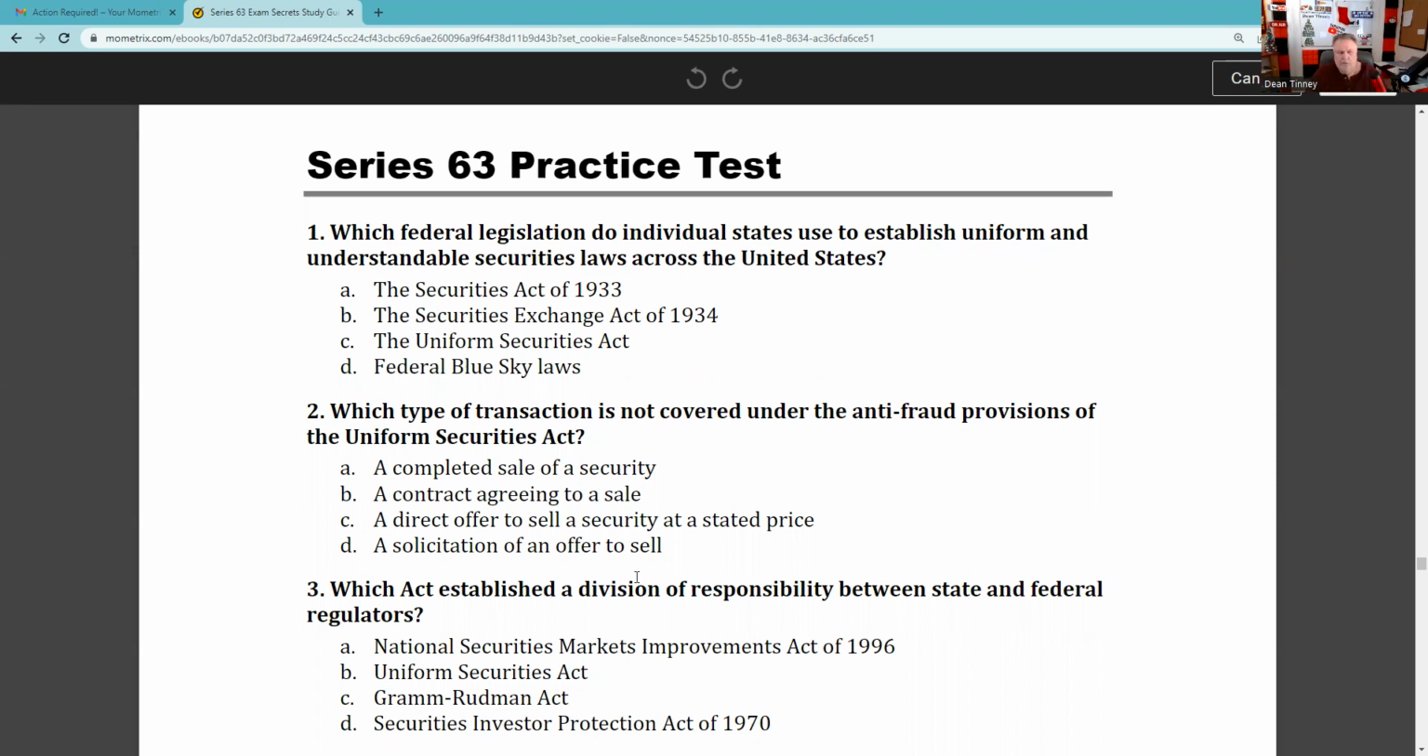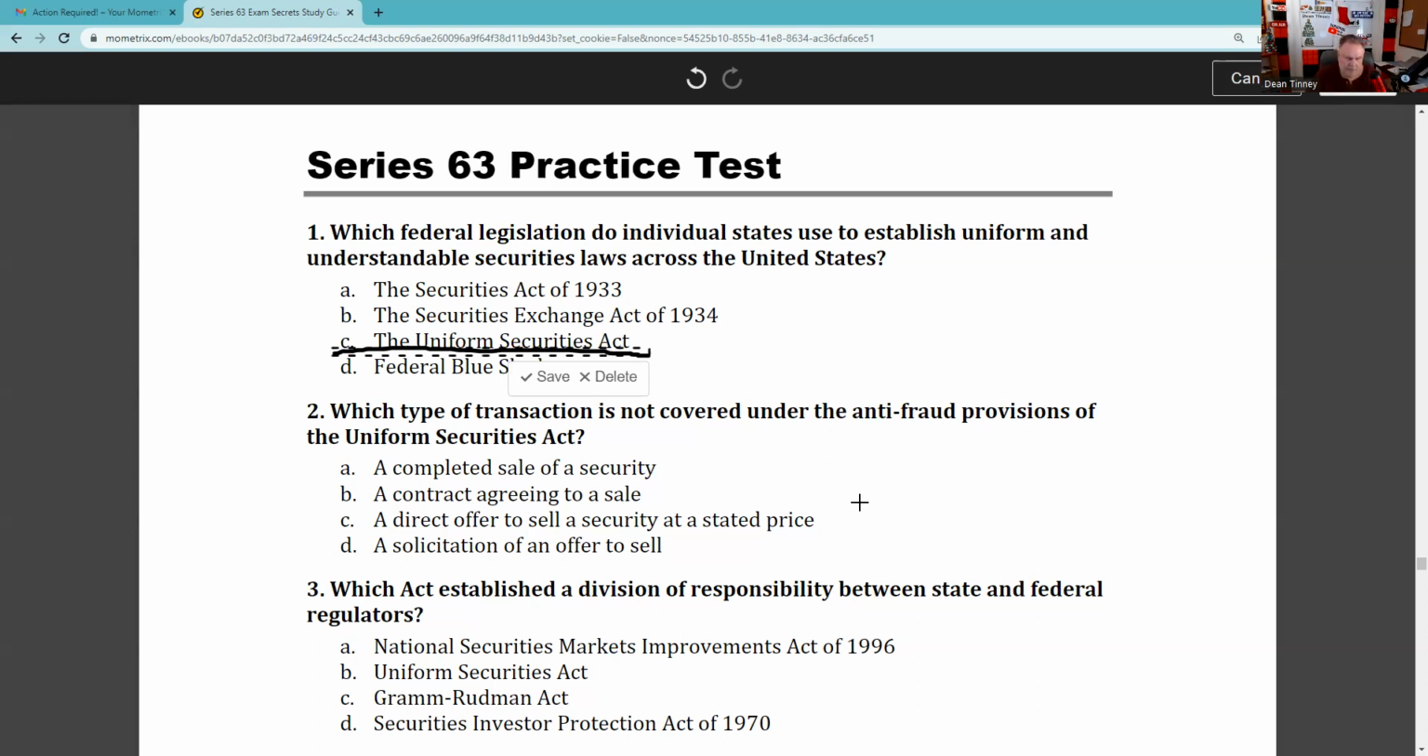All right, number one. Which federal legislation do individual states use to establish uniform and understandable securities laws? I kind of like the takeaway on this. You're getting tested on what's called a template. You're not getting tested on the actual rules of your state. So that's called the Uniform Securities Act.